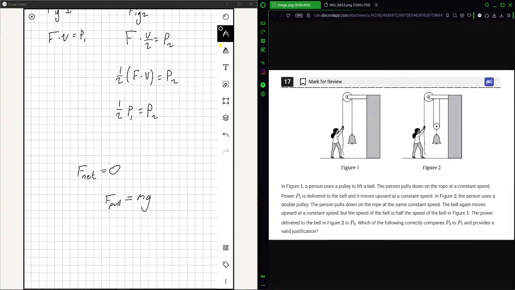And since power is just force times velocity, one of them has half the velocity of the other but the same force. So P2 is 1/2 of P1. That tells you that P2 is less than P1. So it would be option A. Option A. Does that make sense? Oh, and that's correct. Yeah.